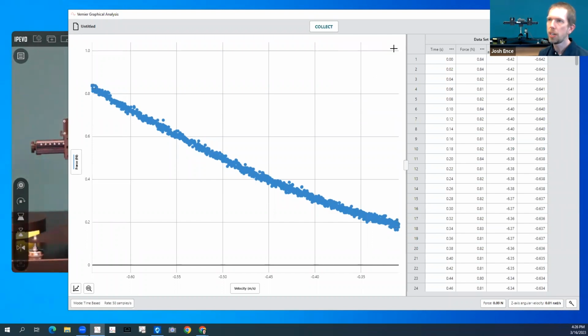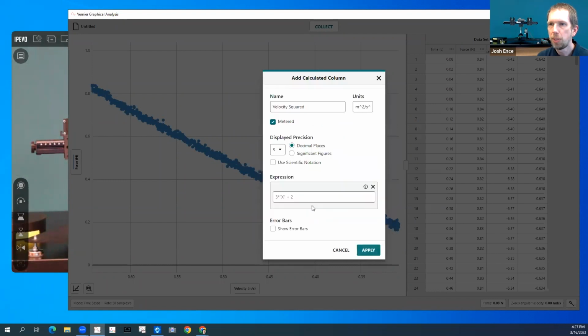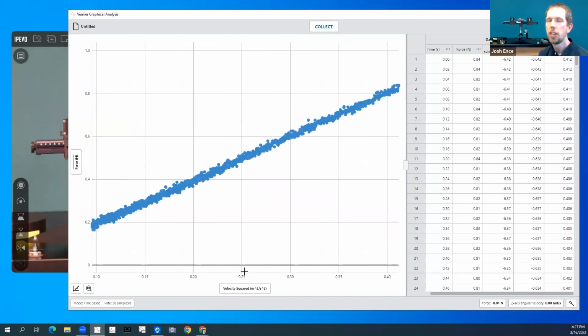Depending on how you want to do this, that was a quadratic fit, but if you wanted, you could do another calculated column and plot out the square of the velocity. That's pretty simple to do. I take my velocity, and I'm just going to square that, and now I can plot. I've got a column of velocity squared. Notice that because I squared it, all those negative values became positive.